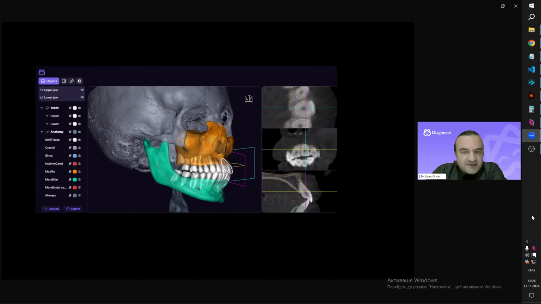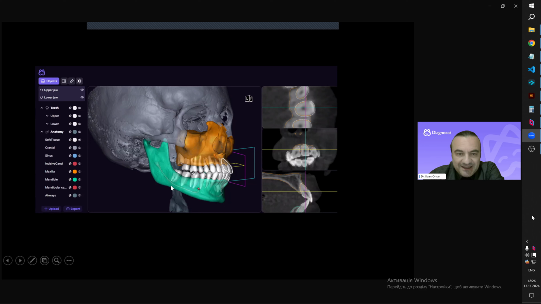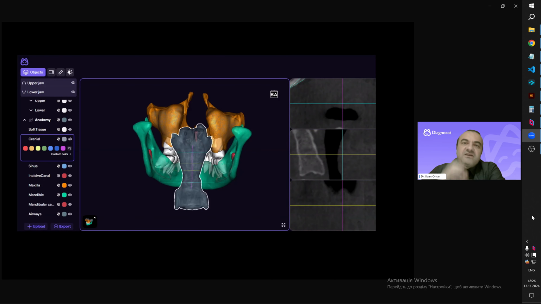Here's another case. In this case, we can easily see from the 3D reconstruction the relationship of the mandibular canal to the third molar, and we can plan our surgery accordingly. Not just from one side, in a 3D fashion, you can all the way check the third molars and the connection of the third molars with the mandible and also the mandibular canal.